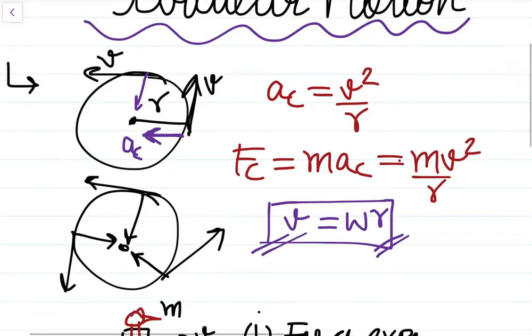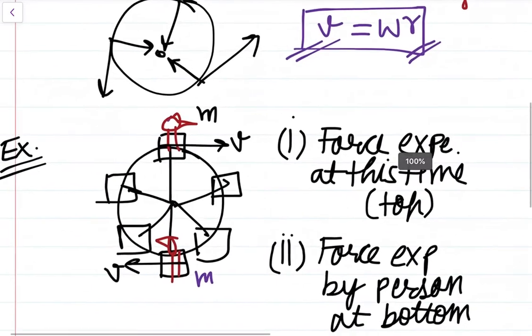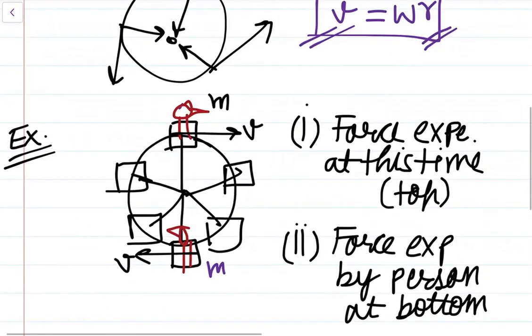Let's first start with a basic example. Let's assume that this is a Ferris wheel, and a person of mass m is sitting at the top, and the Ferris wheel is moving with a velocity v. There is another person sitting at the bottom, also with velocity v of the Ferris wheel, and both persons have mass m. We have to find the force experienced by the topmost person, and the force experienced by the bottom person.